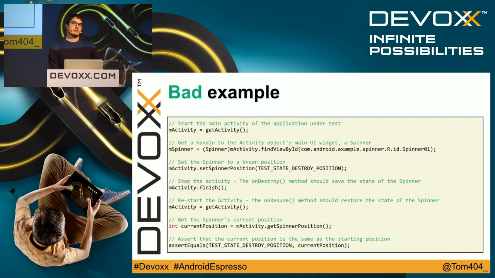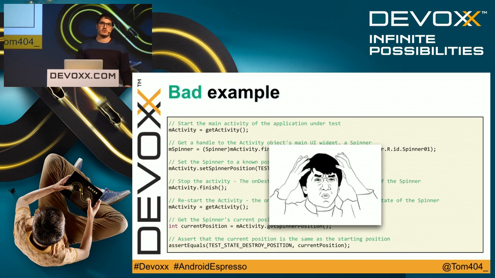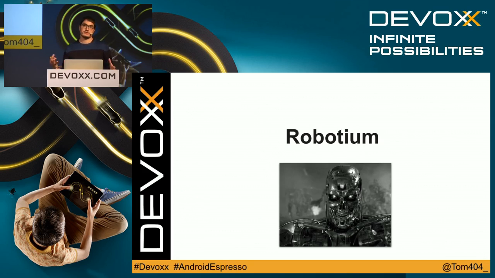So as a good Android developer, my first try was to go to the Android developer website and read the documentation about the instrumentation API. But when I see this code, I just, whoa, that's not possible. I'm not going to write 10 lines just to check a spinner position. That's not possible. So I started to look around, and I discovered Robotium. So Robotium is an abstraction layer on top of the instrumentation API, and could be considered like Selenium for Android.